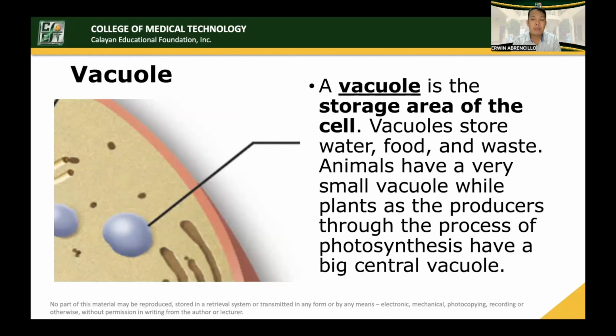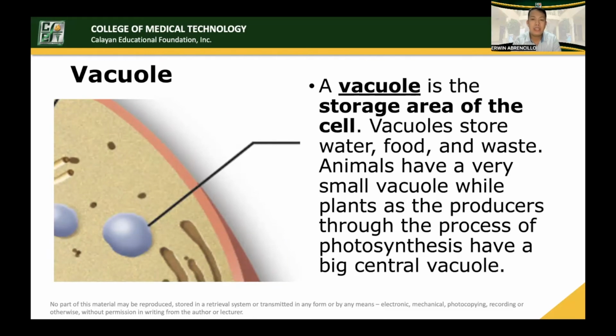Animals have a very small vacuole, while plants, as the producers through the process of photosynthesis, have a big central vacuole. They need water, they need food, and they also produce waste material. So that's why they have a very large vacuole.